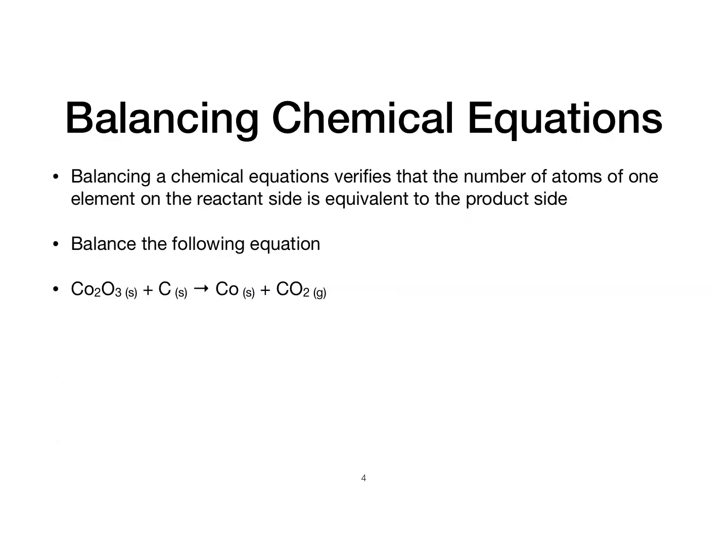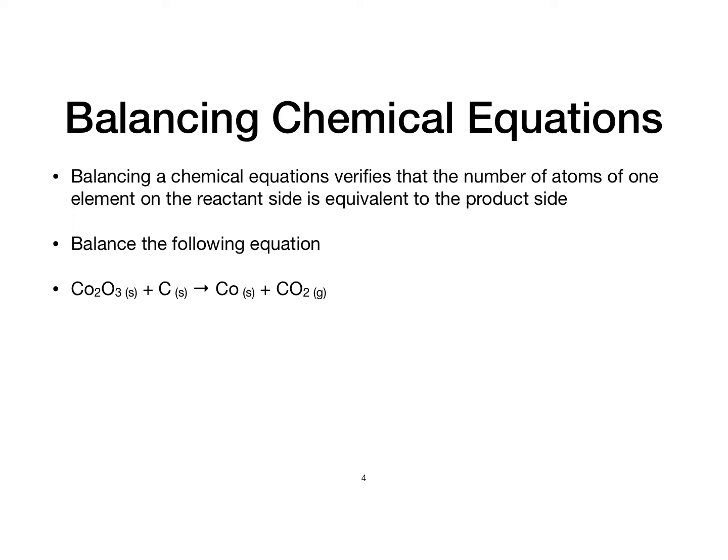So, balancing chemical equations. A balanced chemical equation verifies that the number of atoms of one element on the reactant side is equivalent to the product side. If you remember the conservation of mass, we know that the number of cobalt atoms on the left has to be equal to the number of cobalt atoms on the right.